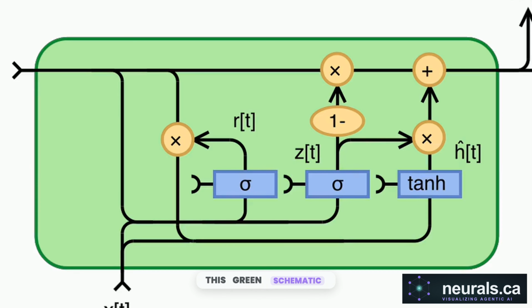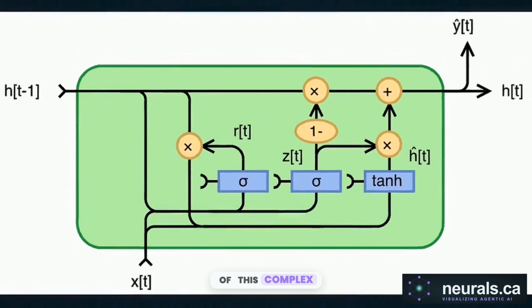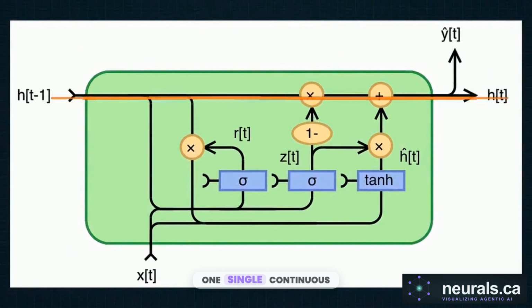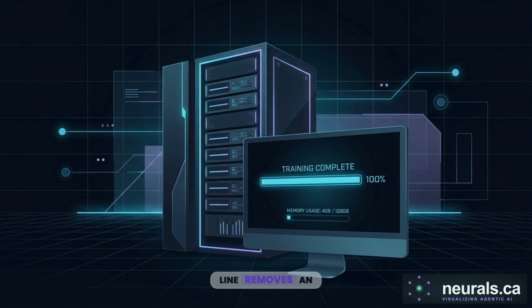In this green schematic, we see the stark contrast to an LSTM. All of this complex routing happens on one single continuous line. The GRU completely eliminates the need for a separate dedicated cell state. Stripping away that extra state line removes an entire block of matrix multiplications per step. That cuts memory usage and accelerates training time significantly.